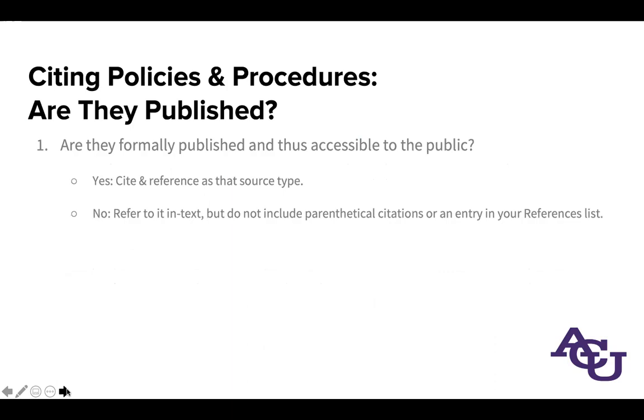Now, as far as citing these, we have one question that we're asking, really. Is this material formally published and thus accessible to the public? Because if the answer is yes, then we cite and reference it. We need a parenthetical citation and a reference entry. If it's not formally published, which in this sense means the general public can't get to it, then it's considered not formally published, and so you can refer to it in text, but you don't give it parenthetical citations, and you don't give it an entry in your references list.